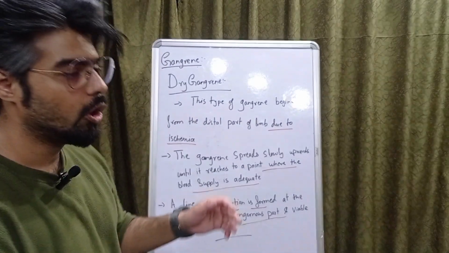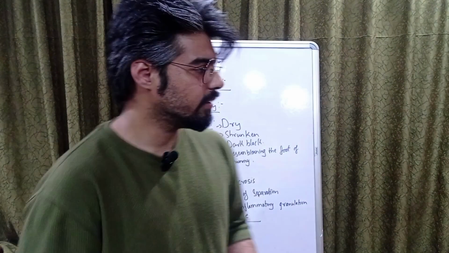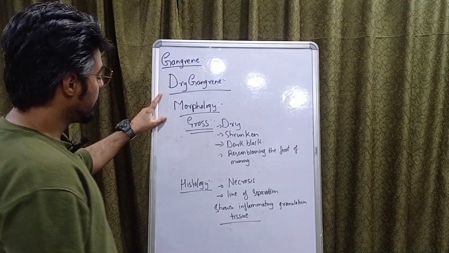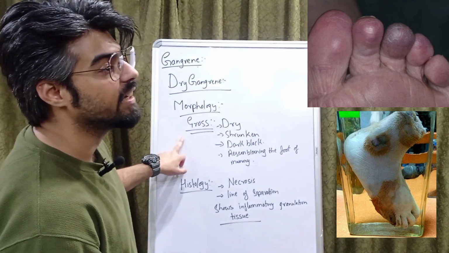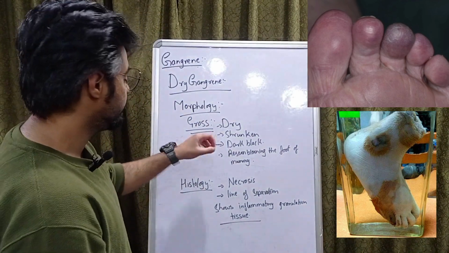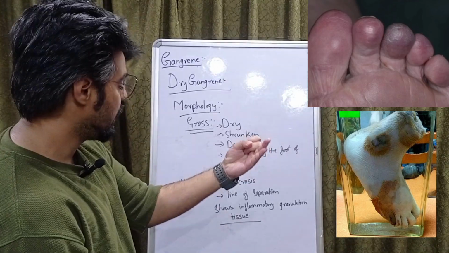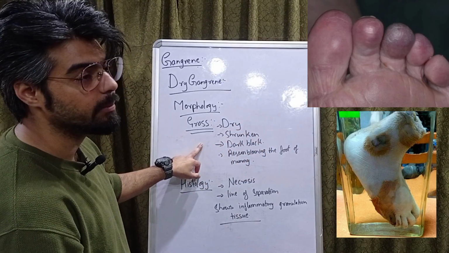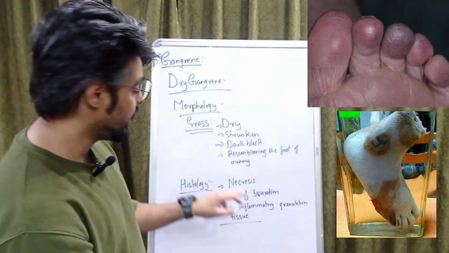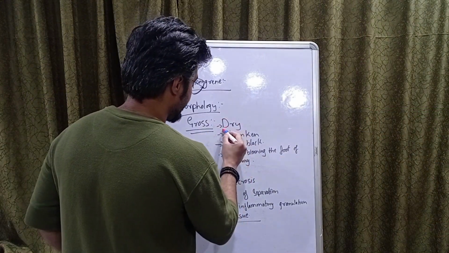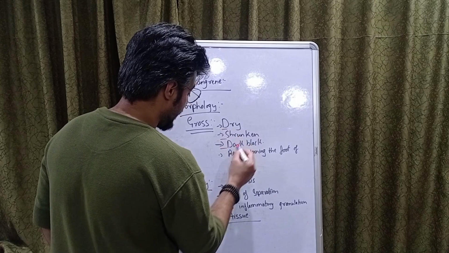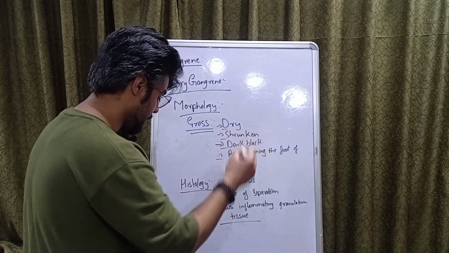Now let's come towards the morphology and histology. So guys, coming to the morphology, first of all, we'll see the gross. How will a gangrenous part appear? It will be dry, shrunken, and dark black, resembling a mummy, especially the foot of a mummy. Repeating it once again, it will be dry, shrunken, dark black, and resembling the foot of a mummy.